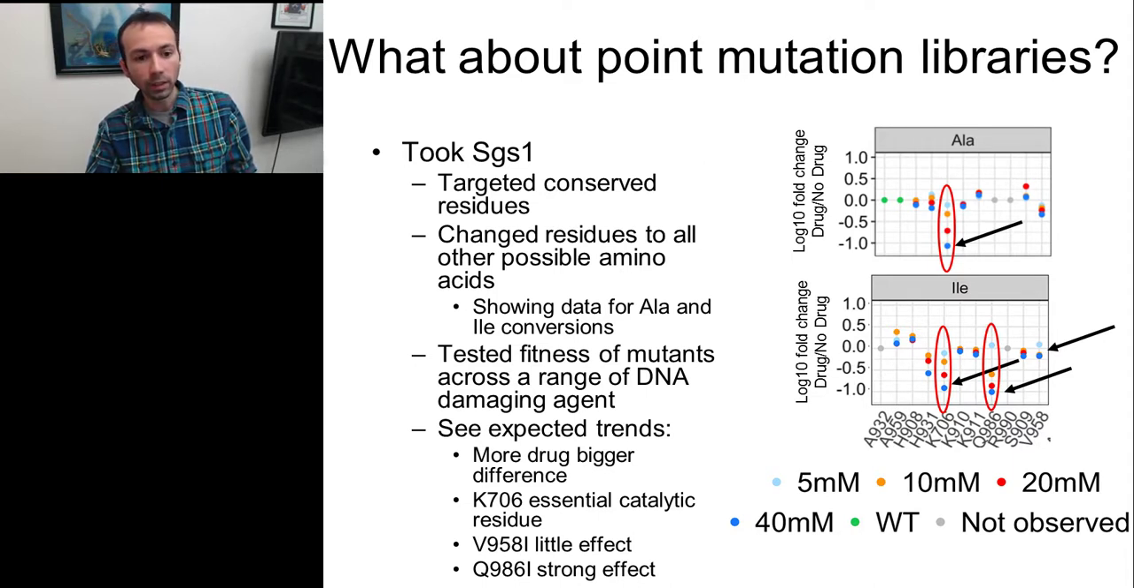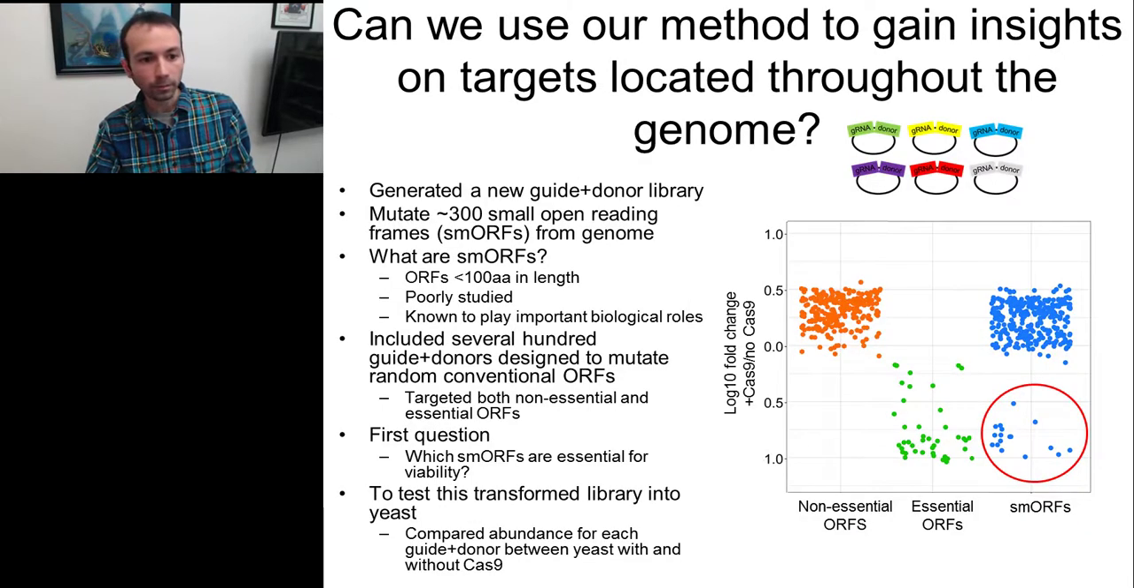So we had done a lot of experiments now on a single gene, but we were really interested in knowing, can you use our system on genome-wide scales? To test that, we generated a new guide plus donor library that was designed to mutate all 300 small open reading frames, or SMORFs, within the yeast genome.